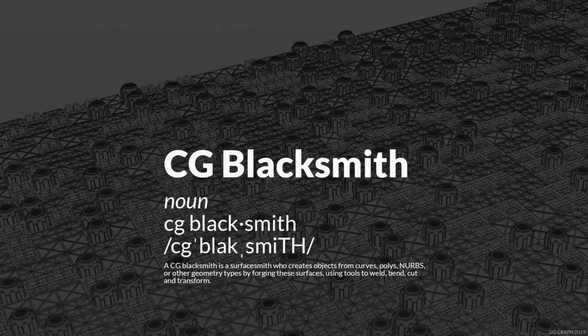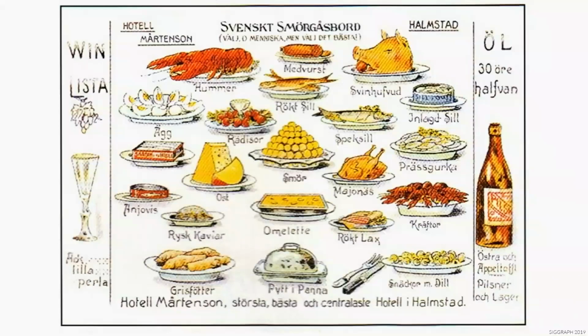Yes, it's a term I made up, just to look proper with the definition and everything. Basically, I was looking for a container to wrap around the things that I want to show you today. The closest thing is a blacksmith, because blacksmiths work with metal, forging things with tools, and we work with different geometry types, curves, polys, NURBS, whatever, and we use tools to modify that in Houdini. So that's the meaning of that. Now you can all sleep tonight.